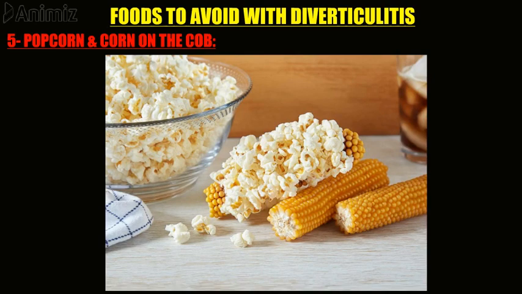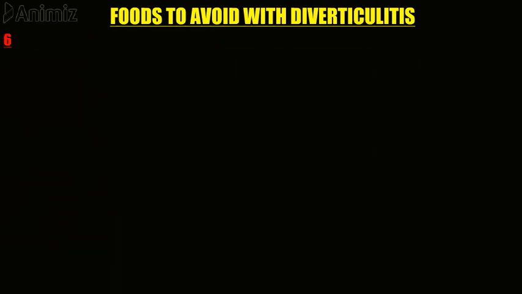When eating other forms of corn, such as canned or frozen corn, it's important to cut it into smaller pieces before consuming. Eating these foods in moderation is sometimes considered but should only be done under the advisement of a doctor. Number 6. Bread.